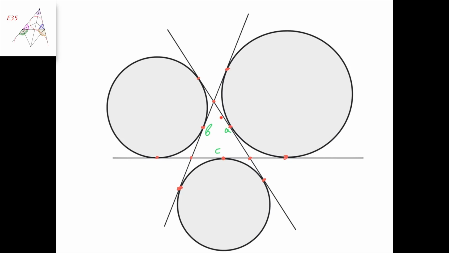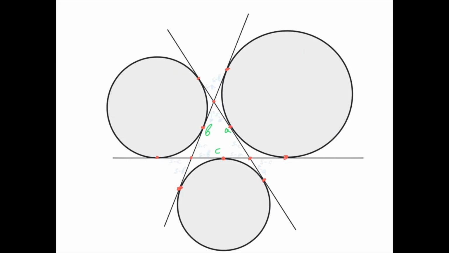and if we draw the three excircles for this triangle, then this is semi-perimeter minus b, this is semi-perimeter minus a, this is s minus c, s minus b, s minus a, and s minus c. And then external to the sides, we have s minus c, s minus b, s minus a, s minus c, s minus b, and s minus a. This is how I remember which is which.